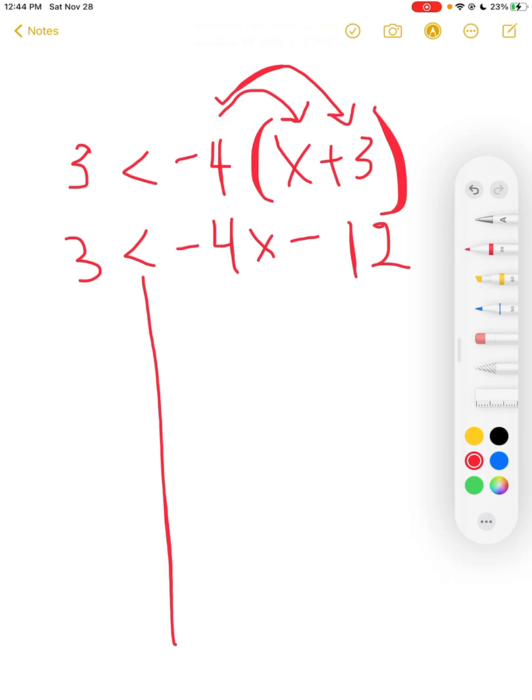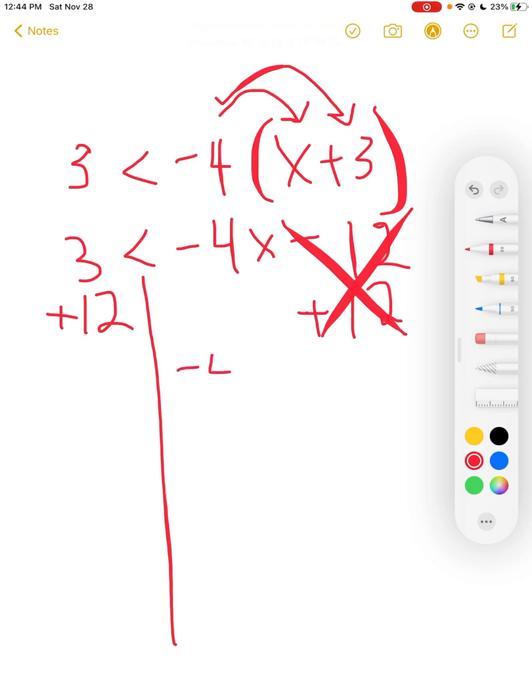Go to the side that has our variable. Start by moving the piece that's further away from the variable, -12. To move it to both sides, we add 12. We're left with -4x on the right and 15 on the left. To get x by itself, we have -4 times x, so we need to divide by a -4.